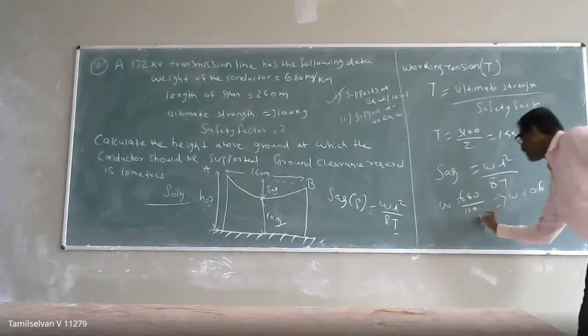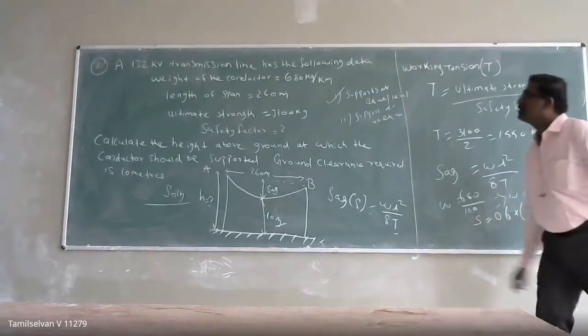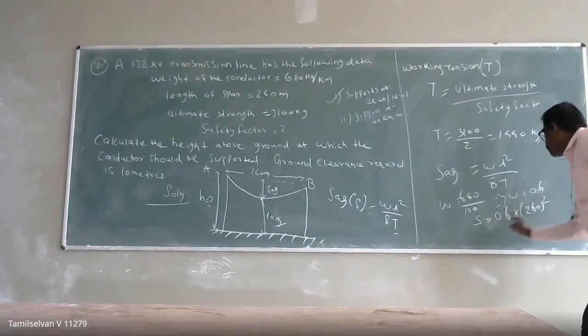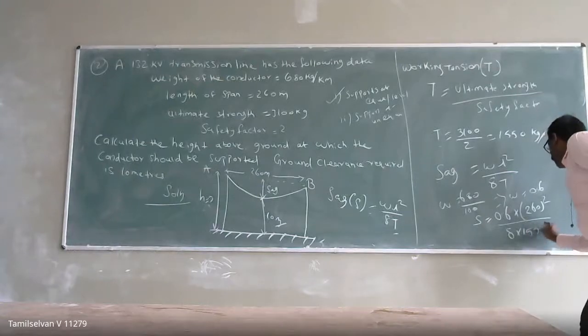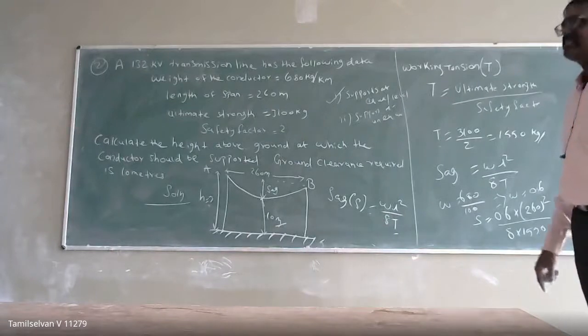So I can substitute here: sag is equal to 0.68 into span length. Span length is 260 meters, so into 260 whole square divided by 8 into 1550. So you will get the sag height in terms of meters. See here, I am making the units uniform. What is your sag height?